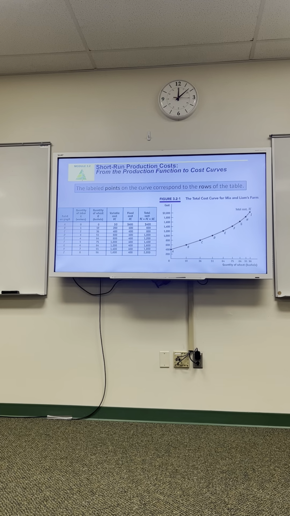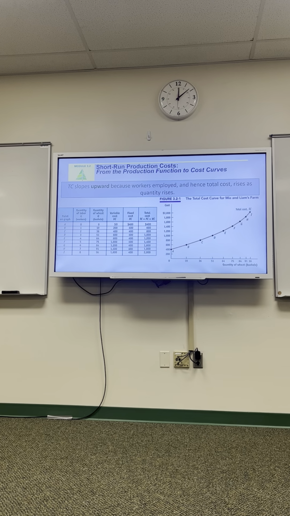Yeah, the labeled points just correspond to the rows on the table. That's just the cost curve schedule. All right, and I want you guys to focus on this part though, because it does say the main reason the total cost curve is upward sloping is because of labor, okay? Labor is the most important and expensive variable cost that any firm is going to have to pay for.